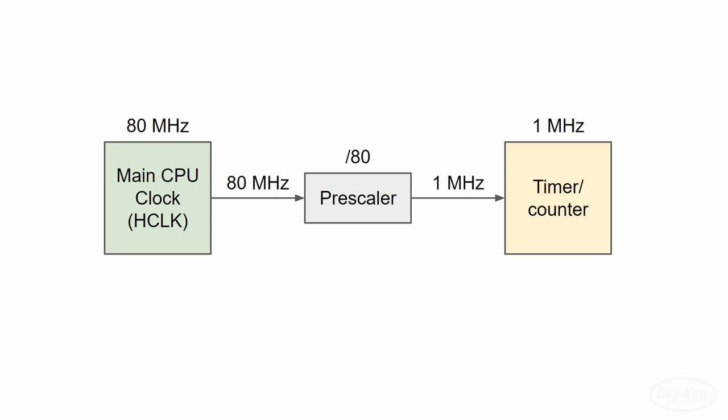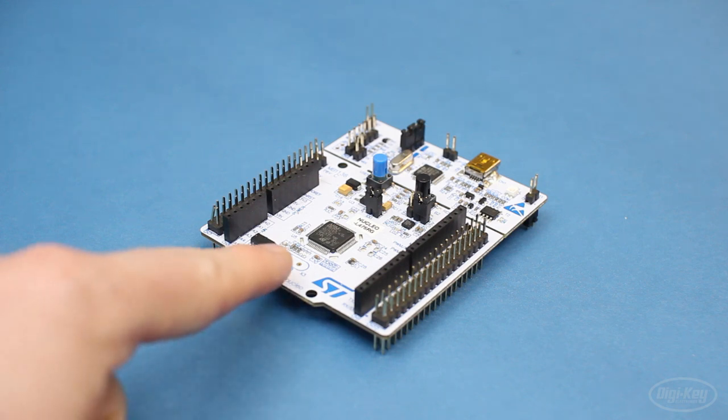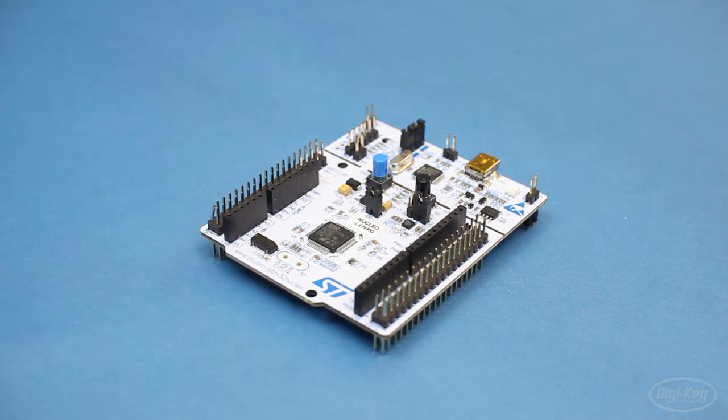Our timer is simply a running counter that counts from 0 to some maximum value that we set. Thanks to the prescaler, this timer increments once every microsecond, which is equivalent to 1 MHz. Most STM32 microcontrollers have several timers available for you to use. We'll work with one that has a 16-bit counter, which means that the most it can count to is 65,535. For this demo, I'll be using a Nucleo L476RG. We won't need any additional hardware.